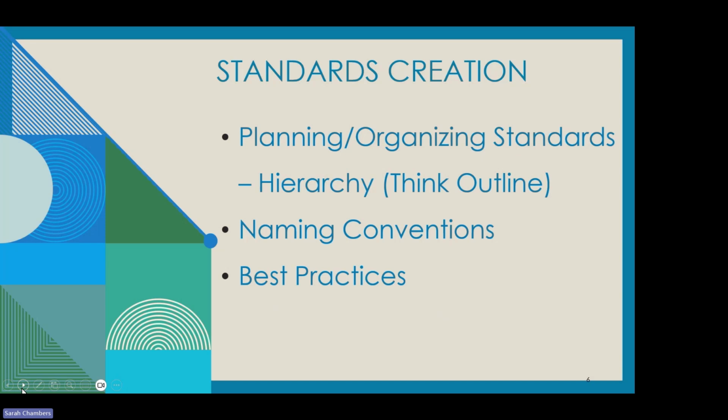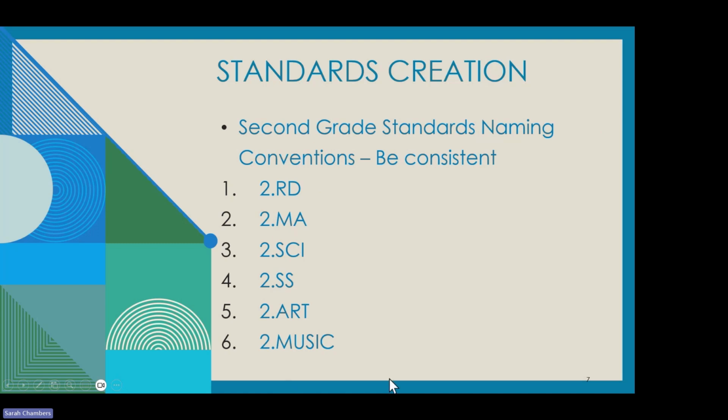Think of when you're creating or planning those, you're thinking of it as an outline. It's a hierarchy. So just an example of that. Here are my second grade standards, my naming conventions. Under my second grade standard, I have a standard called second grade, and that identifier is 2. And underneath it, I have reading, and that was 2.RD. And then I have math, and that's 2.MA. And then I have science, 2.SCI. You see how that works.